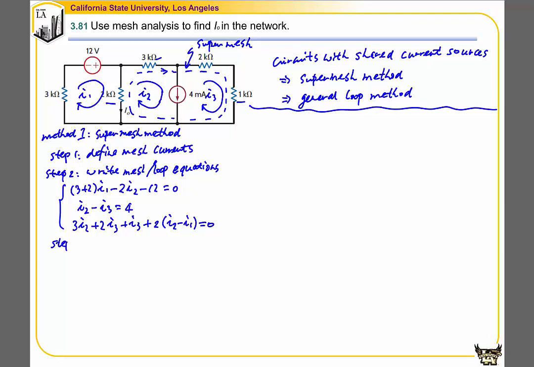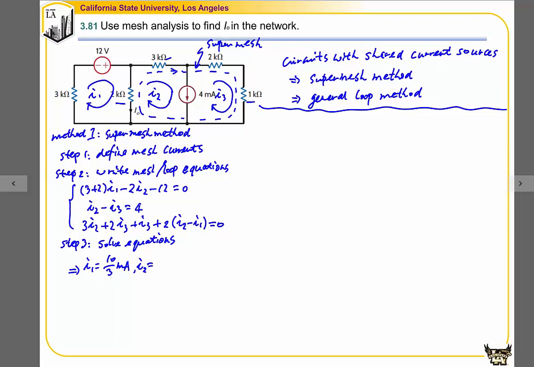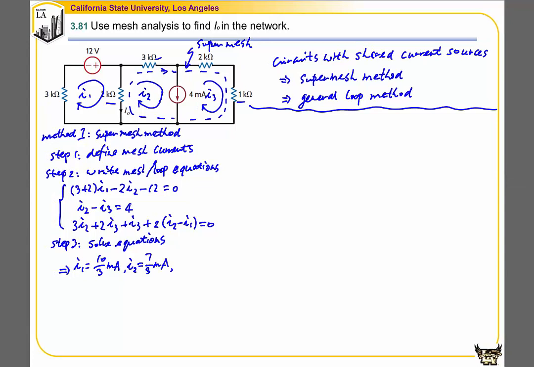Then step 3 is to solve the equations. We get I1 equal to 10 over 3 milliamp, I2 equal to 7 over 3 milliamp, and I3 equal to negative 5 over 3 milliamp. With all these mesh currents, we can solve for I0. So this leads to the conclusion I0 is simply I1 minus I2, which is equal to 1 milliamp. We're also going to use the second method to solve the problem.